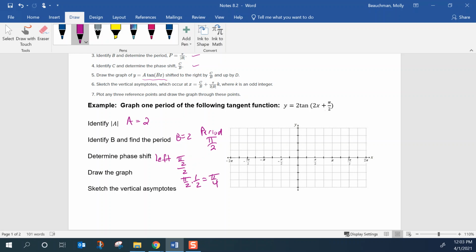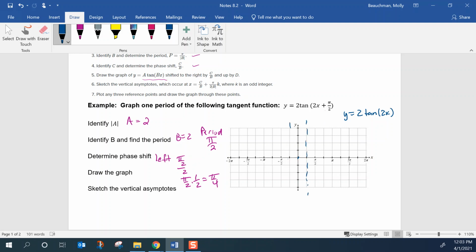So when we draw the graph, I'm going to sketch in, first of all, just the graph of 2 times the tangent of 2x, and then we're going to move that graph pi over 4 to the left. So if the period is pi over 2, 0, 0 is the middle of the graph. So we're going to go to the right pi over 4 and to the left pi over 4.